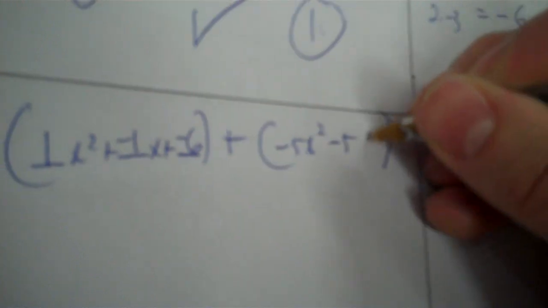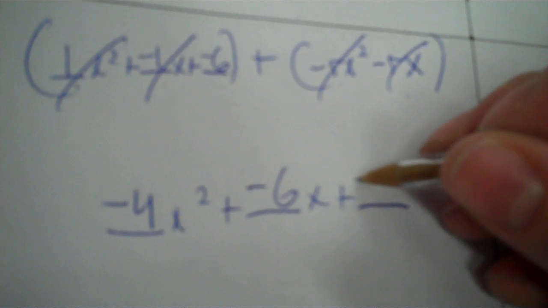Now you also need to multiply this. This is just a distribution, not a FOIL. So negative 5x times the 1x, times the 1. So it's negative 5x squared, negative 5x. So x squared, x, constant. So x squared, 1 plus negative 5 is negative 4. Negative 1, negative 5 is negative 6. And then you have the negative 6 constant, so you can just write that down.